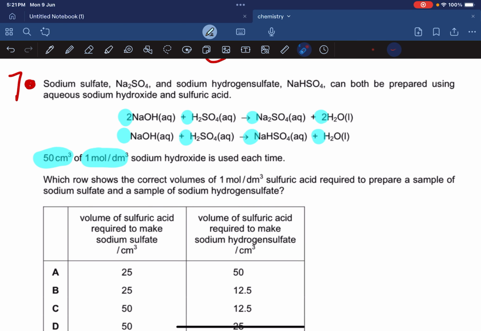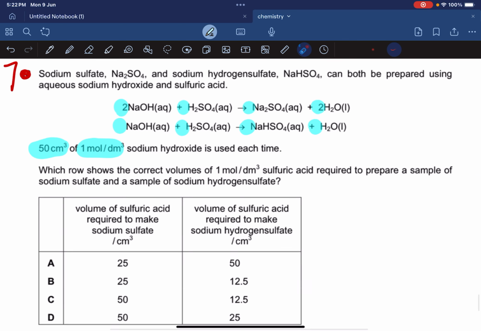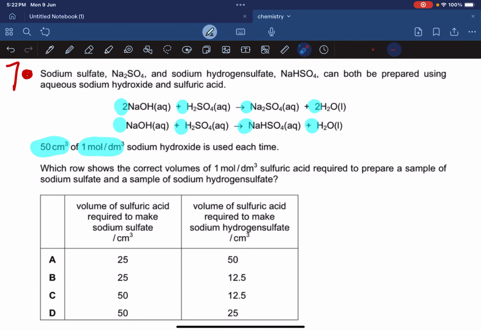Okay, now you need to understand one thing. If you're good with chemistry, I'd like you guys to solve this MCQ yourself and get the answer, but if you cannot understand it, it's fine. You just have to understand one thing. To prepare 1 mole of sodium sulfate and to prepare 1 mole of sodium hydrogen sulfate, each time you have to use 50 cm cube of 1 mole sodium hydroxide.